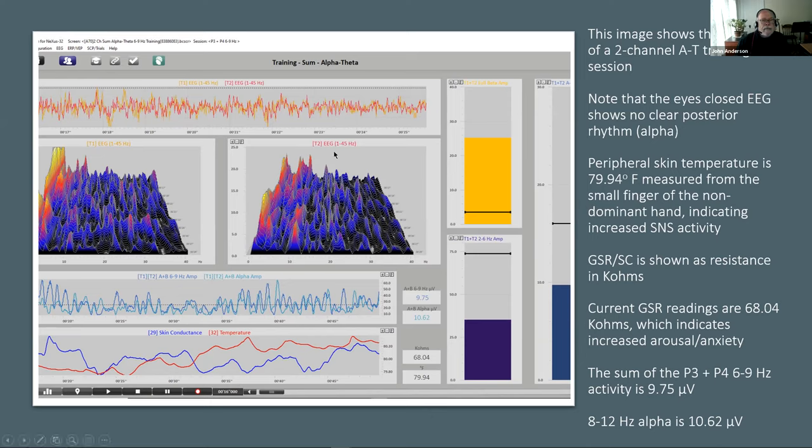And so we have P3 plus P4, two locations. We're measuring 6 to 9 hertz activity, which is almost 10 microvolts. 8 to 12 hertz alpha is about 10 microvolts also. It should be about 20 microvolts, ideally, with the eyes closed, and it's not, because this person doesn't produce that much alpha activity because she has a difficult time dropping into that state where her brain is offline and resting and not processing information.